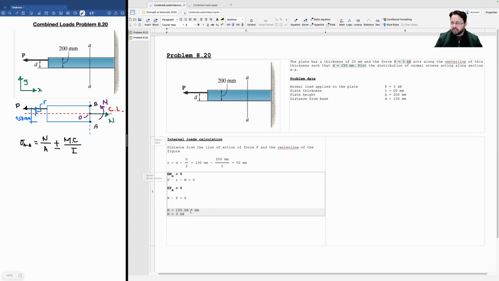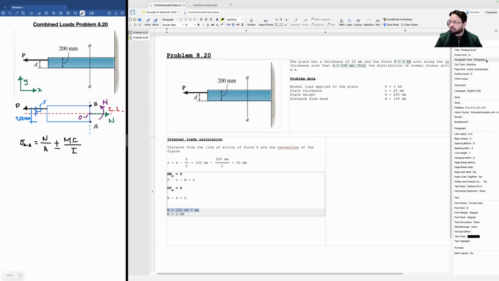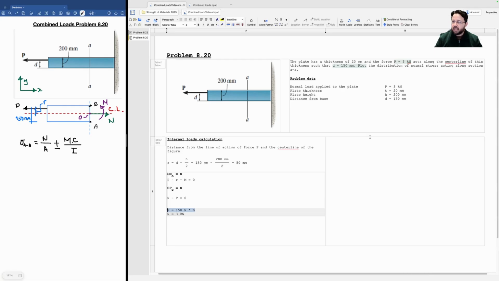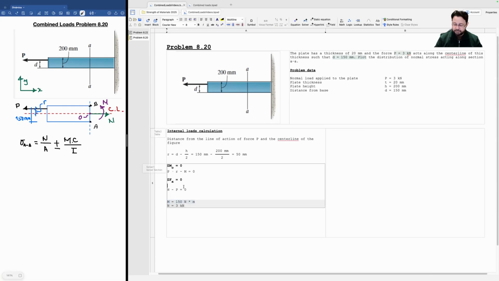Perfect. Just want to change this one to a better unit. It's not as strong, but let's call it Newton meter. A little bit better looking. So now I have the two reaction forces appearing on the cut here and here. So now I need to put them into this formula, then get the values I need.